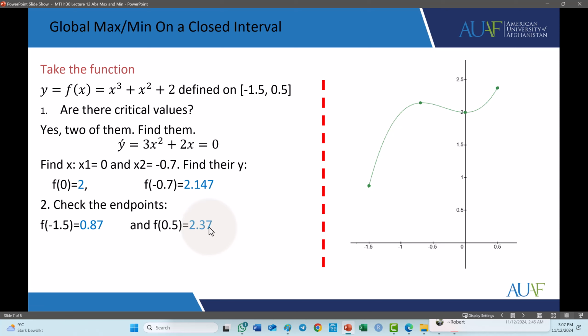We take the smallest one as the global minimum, and we take the largest one as the global maximum, and it turns out that the global maximum is attained at 0.5, which is then 2.37, which is the largest value, and the global minimum is attained at minus 1.5, which is 0.87, which is the smallest value that the function takes.